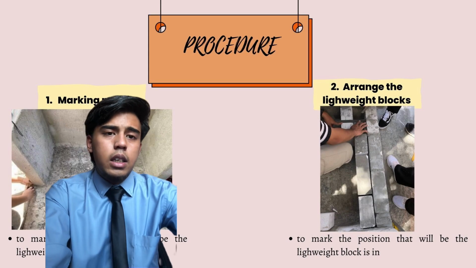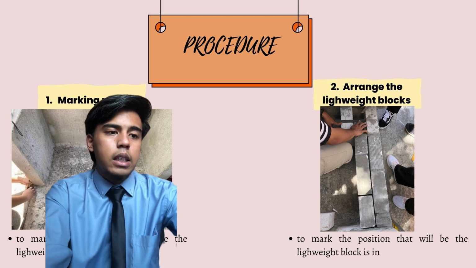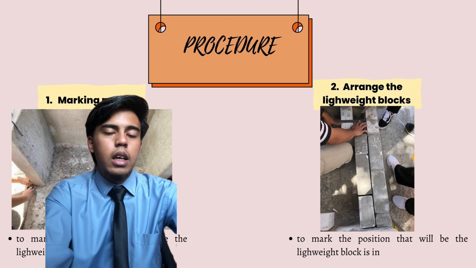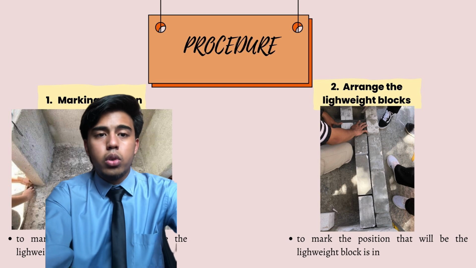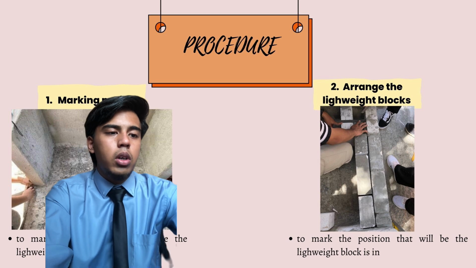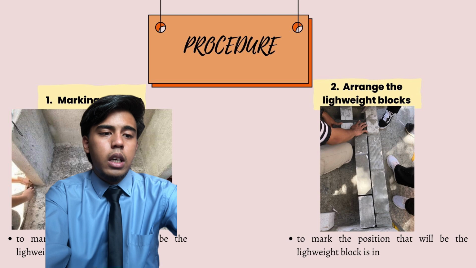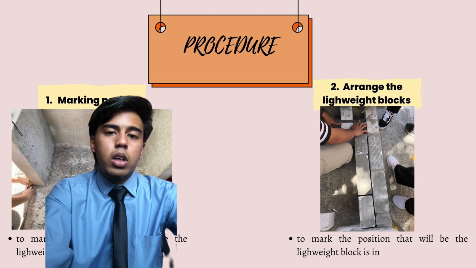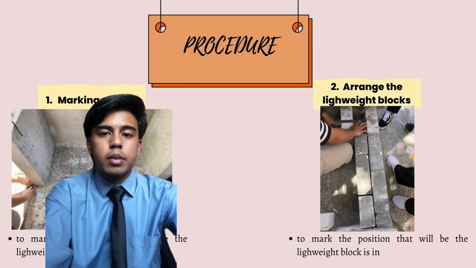Second, arrange the lightweight block. This is to mark the position where the lightweight block will be, and also to ensure the size of the lightweight block to use in the arrangement. If there is a block that is oversized, measure the length of the block that we want to fix in the arrangement using L square and marker pen.